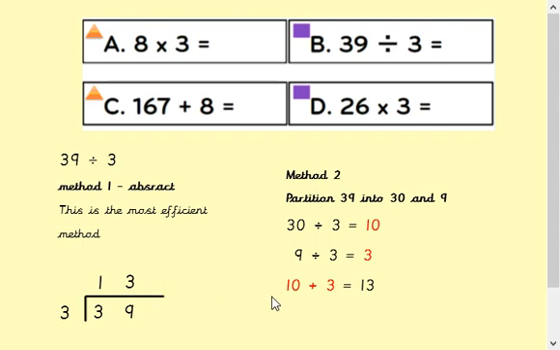It's possible you might have wanted to use partitioning, okay? And in that case, what we would do is partition 39 into 30 and 9. We might have then said how many 3s are in 30? 30 divided by 3 is 10. And then how many 3s go into 9? Well, 9 divided by 3 is 3. And then what we will do is recombine those numbers at the bottom here. So 10 plus 3 will be 13. And you can see there that we've got the same answer as the abstract method. So it doesn't matter which method you use, whatever's most comfortable for you.